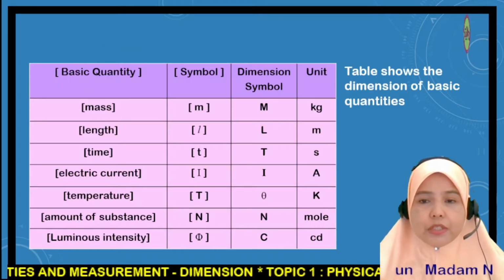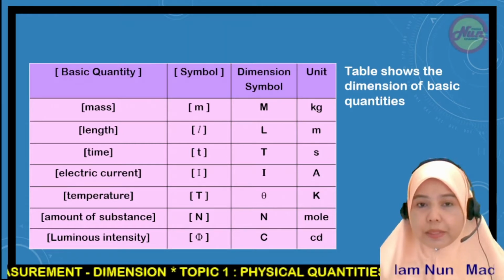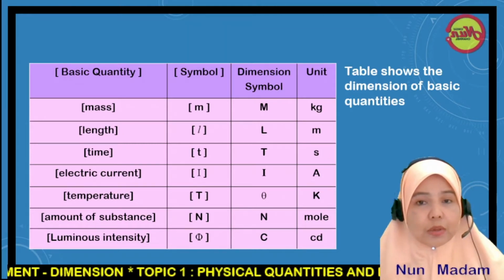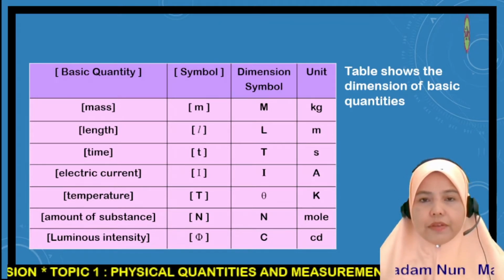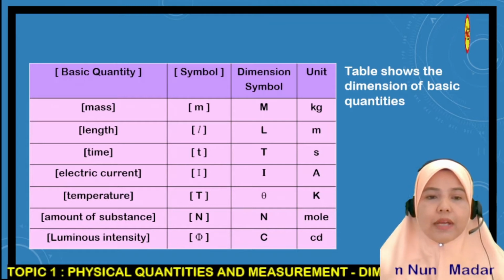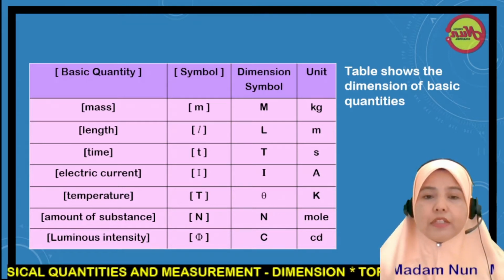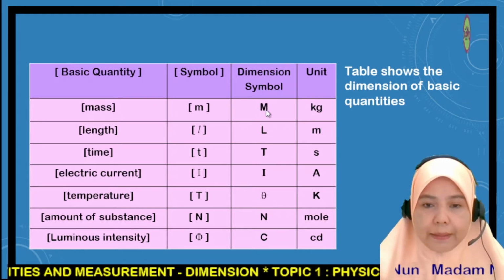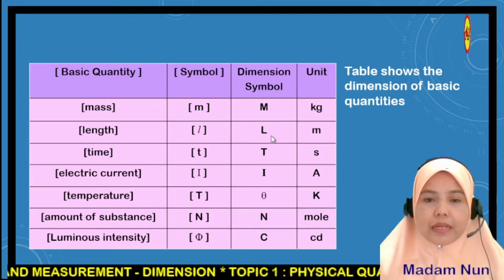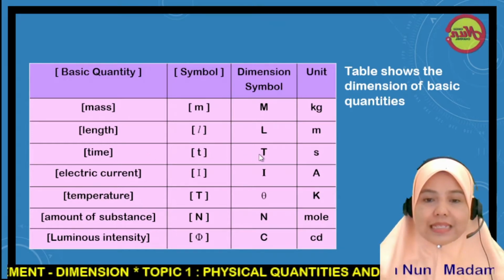This table shows the dimension of the basic quantities, because we want to express the derived quantities in terms of basic quantities. So you need to know the dimension of the basic quantities. There are 7 basic quantities you have learned before. The dimension for mass is represented by the capital letter M. For length, capital letter L. And the dimension of time is T.